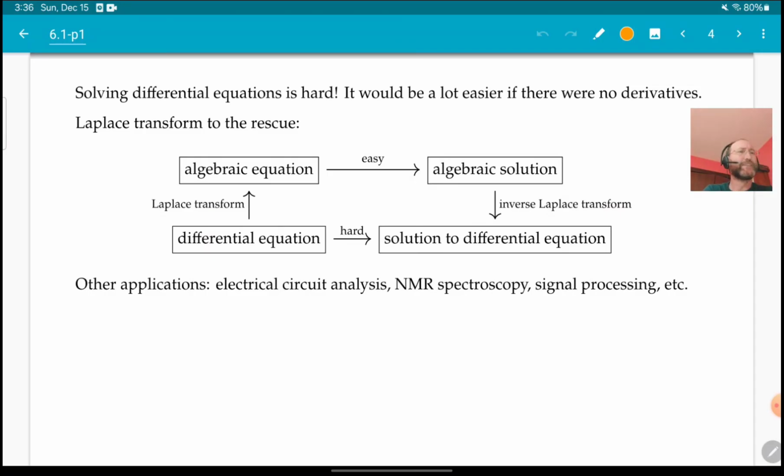All right. Now, there's other applications for Laplace. Actually, I mean, in some sense, they're not other applications. They're all kind of connected to the same idea. But it's used in electrical circuits analysis, NMR spectroscopy, signal processing, etc., etc. It has lots of applications in real life, and in various other classes that you might take as well. So it appears all over the place, not just in differential equations in the way that we're going to apply it.